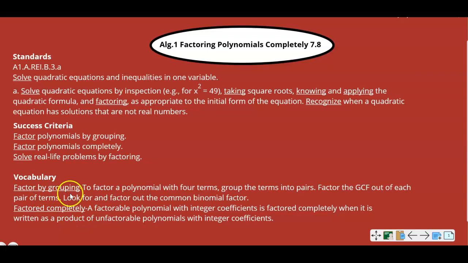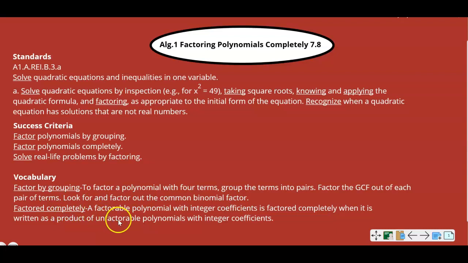Factor by grouping. To factor a polynomial with 4 terms, group the terms into pairs. Factor the GCF out of each pair of terms. Look for the factor out of the common binomial factor.